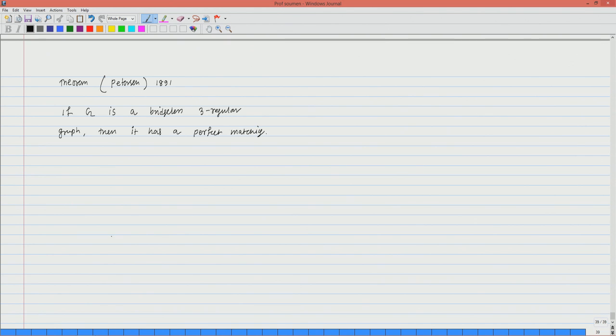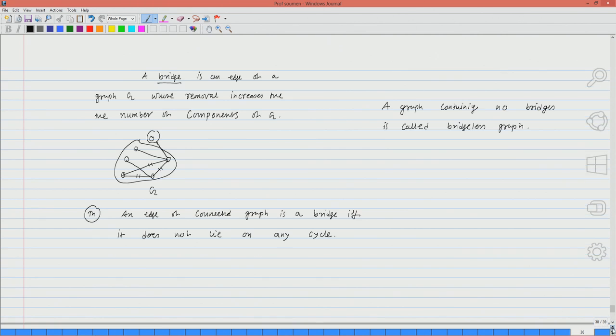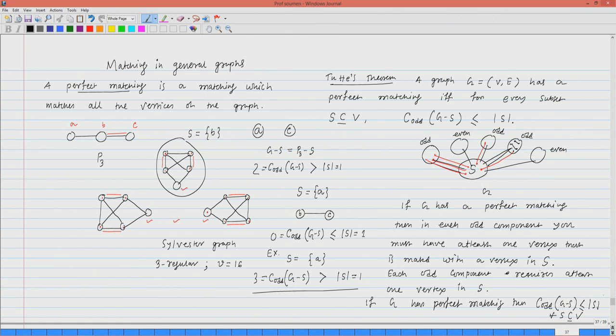It is a nice result. We have seen an example here before. This is a 3-regular graph, the Sylvester graph. This is a 3-regular graph, but it is not a bridgeless graph. This is a bridge, this is another bridge, this is another bridge. So if the graph is 3-regular and bridgeless, it has a perfect matching. That is what the theorem says.